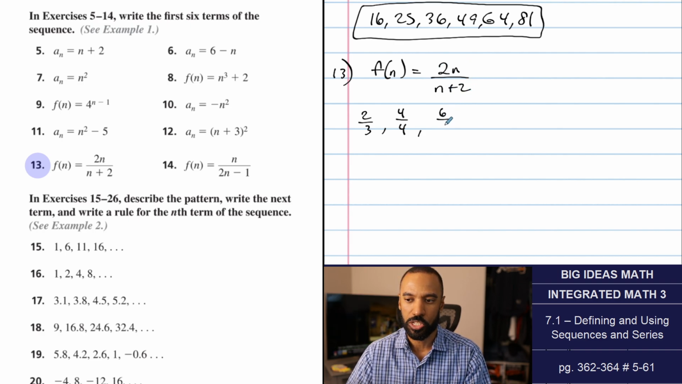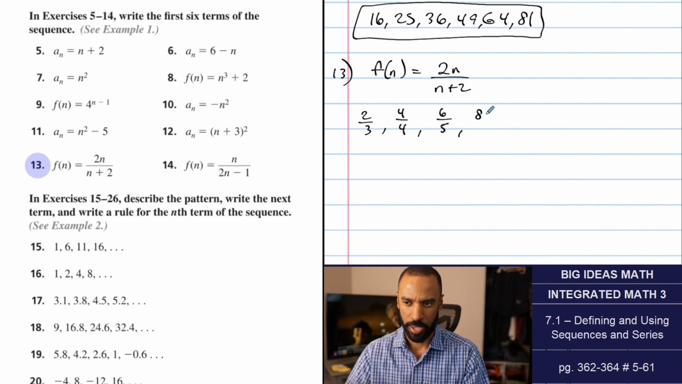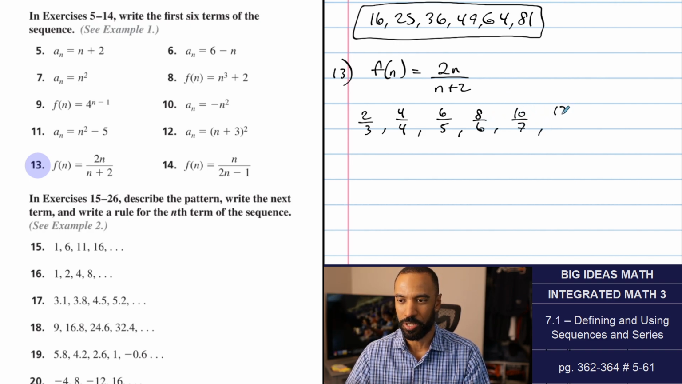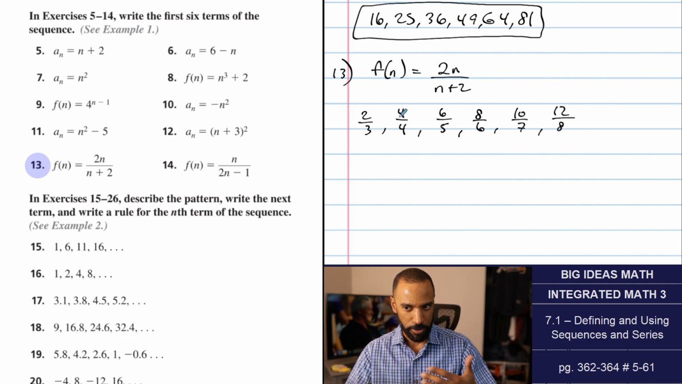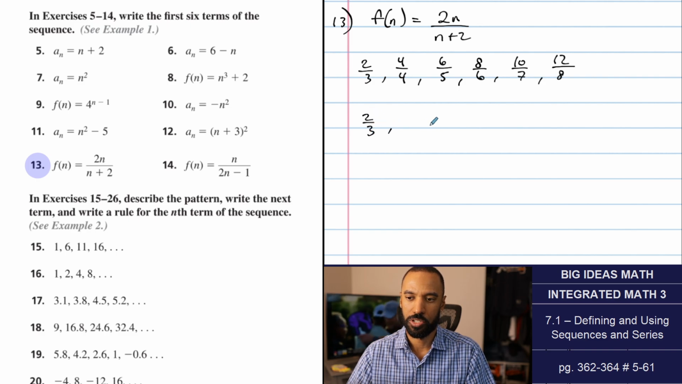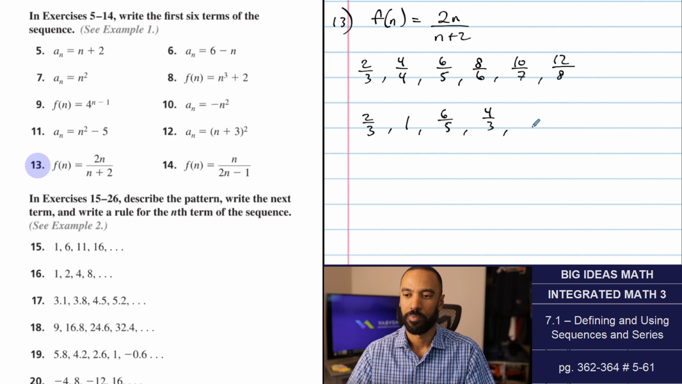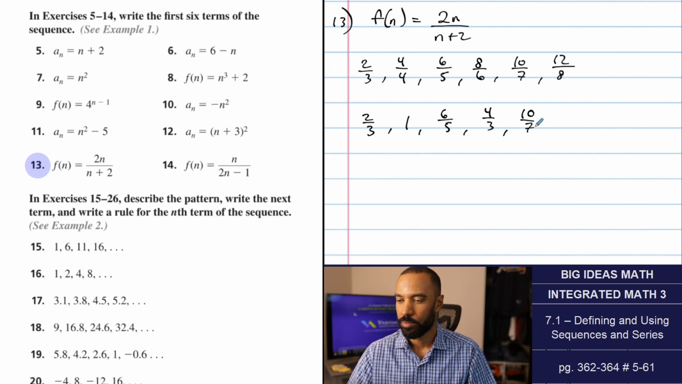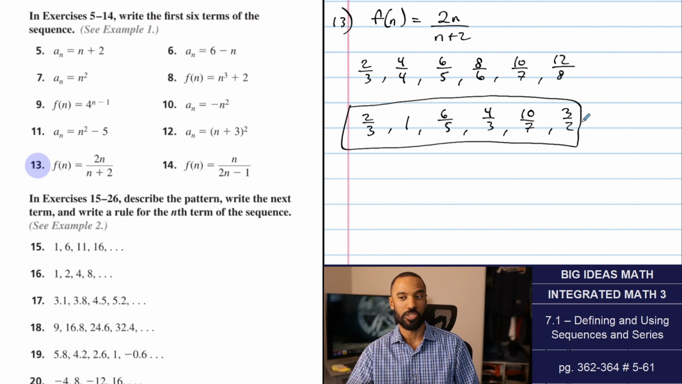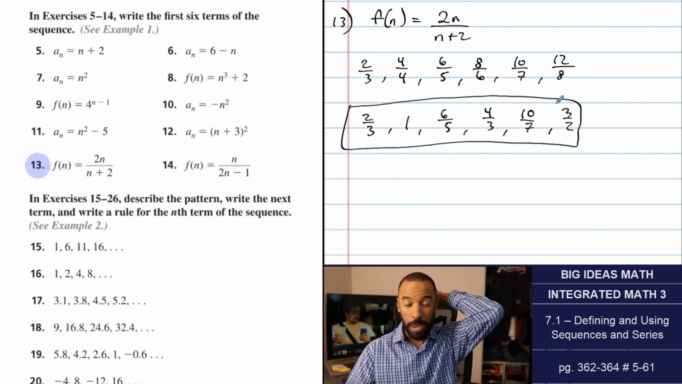Plug in 3, you get 6 over 5. Plug in 4, you get 8 over 6. Substitute 5, you get 10 over 7. Substitute 6, you get 12 over 8. It looks like every other number, the even terms, we're going to have to reduce. So that becomes 2/3, 4/4 is 1, 6/5, 8/6 is 4/3, 10/7, and 12/8 is 3/2. When you look at this list, it's a lot more difficult to determine, if they gave me this list and said, give me a pattern, that'd be hard to come up with.